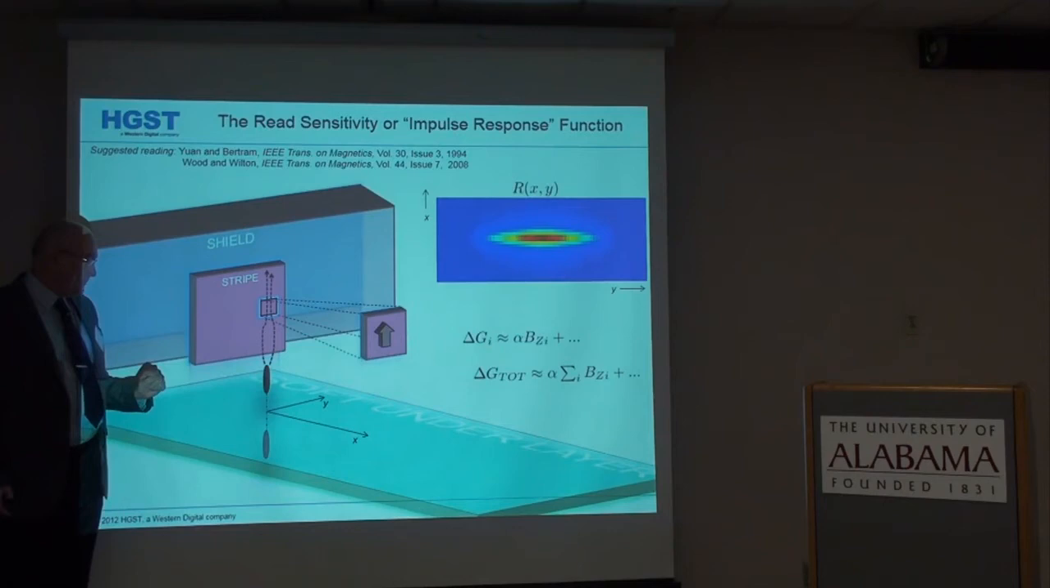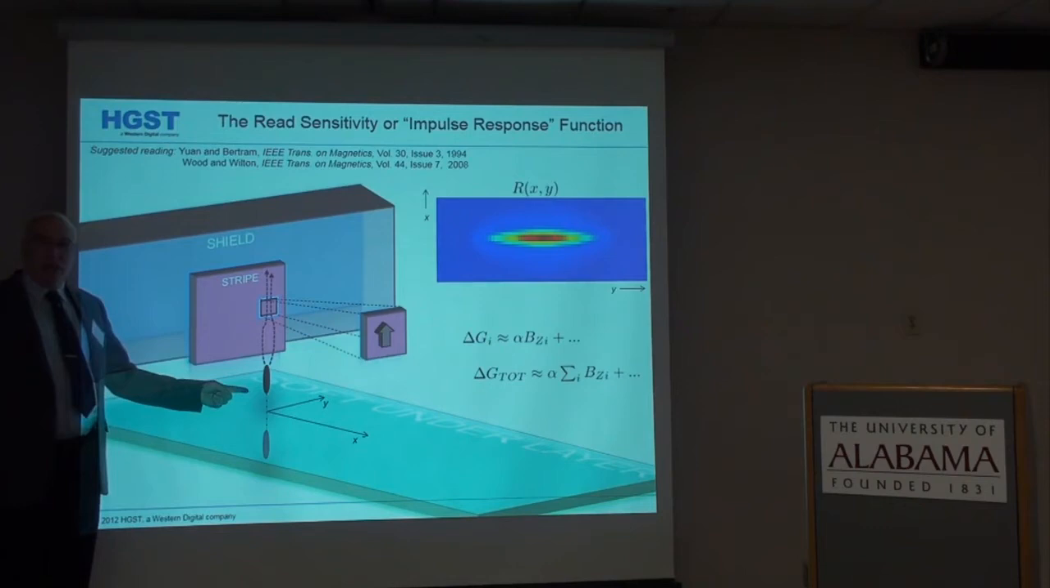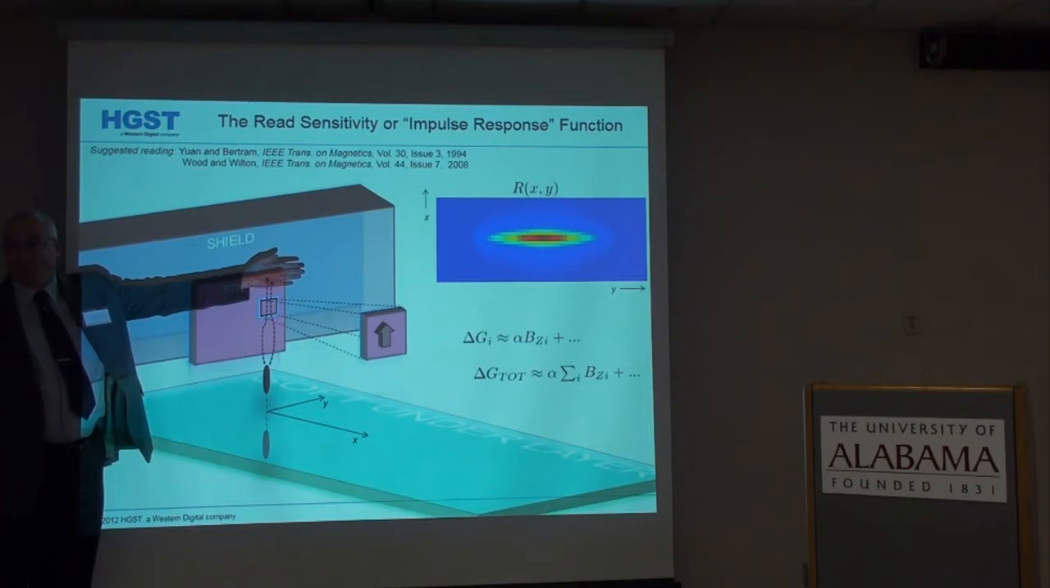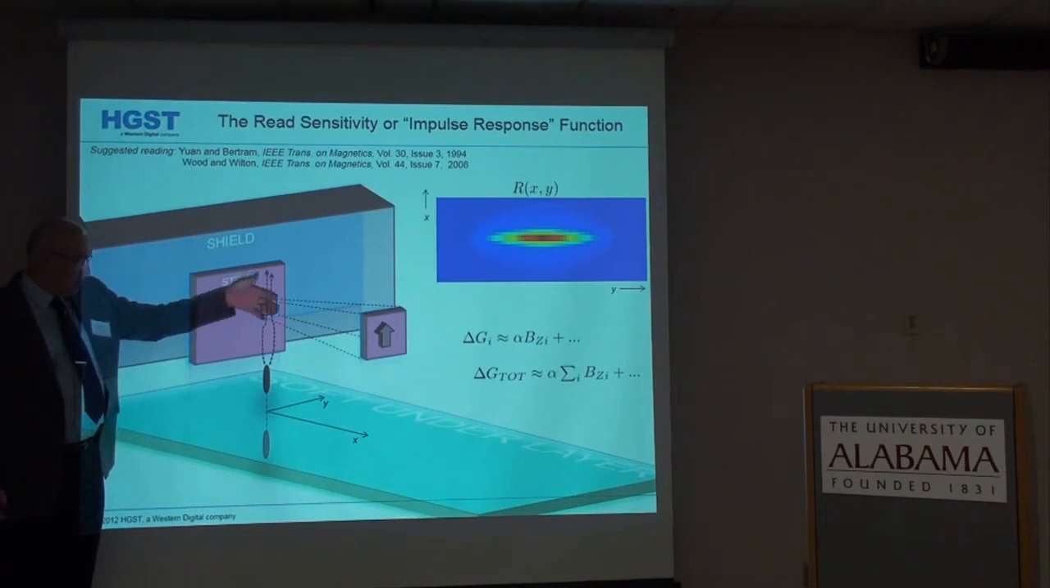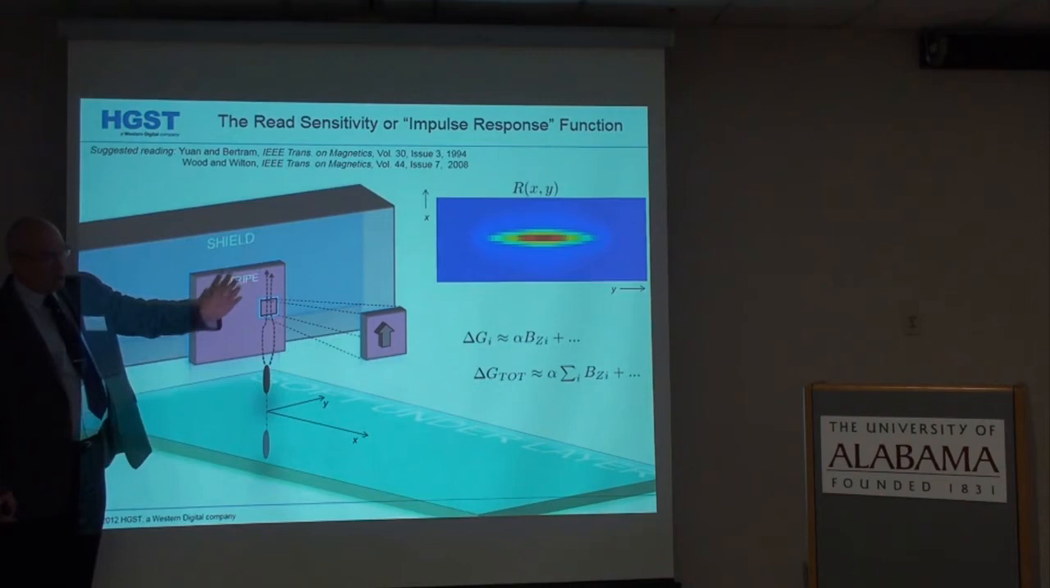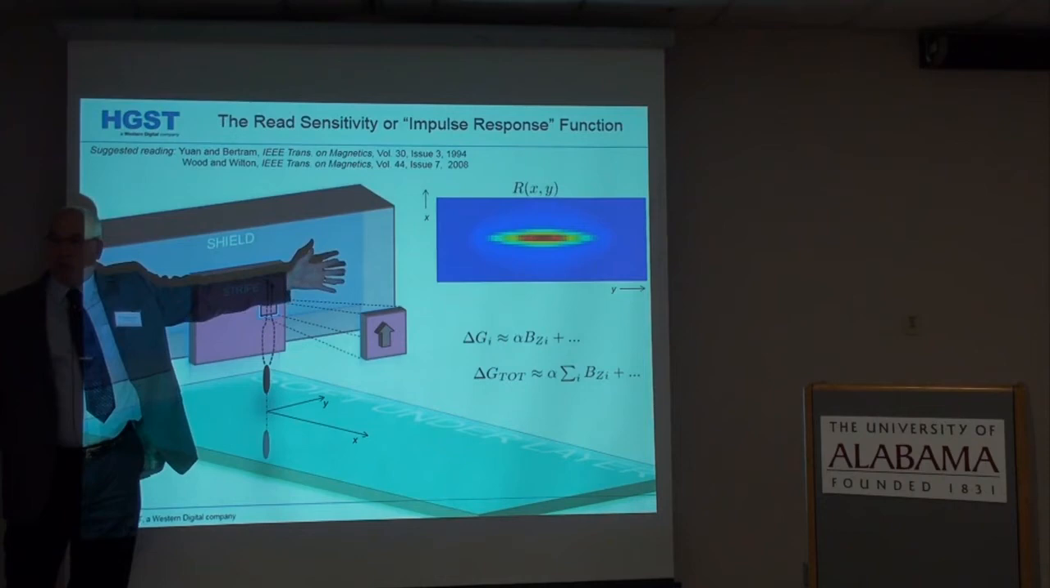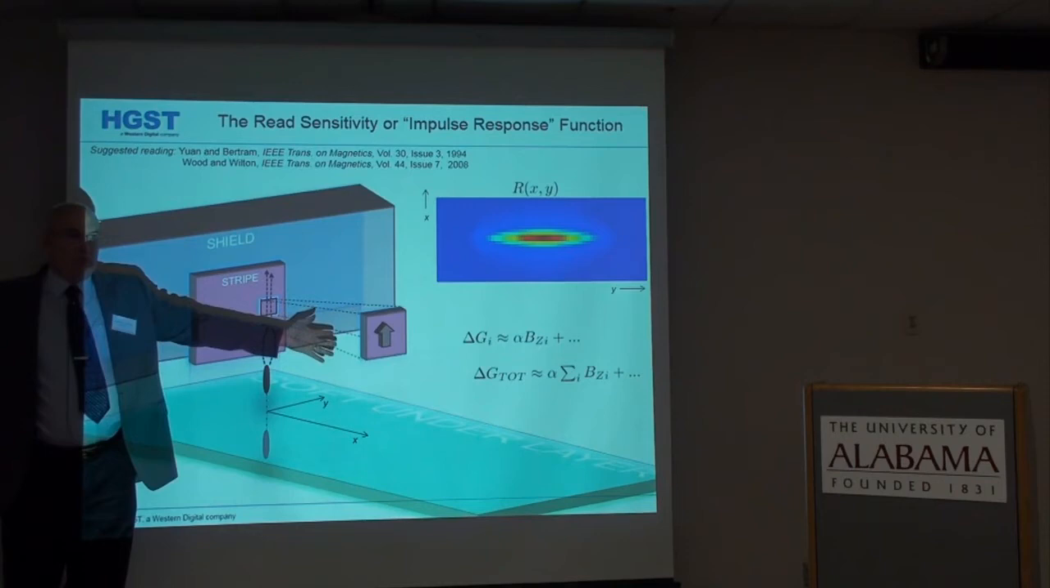You might expect, and it certainly happens, that if your grain is right underneath the head in the middle of it, you'll get some sort of function which is maximum in the middle. But if you move side to side, the function will go off in some prescribed manner. And then if you go in the downtrack direction, it also will go up and down. By the way, you can see the aspect ratio of a recording system is about 4 to 1 from this picture. Tracks are 4, 5, 6 times wider than a bit is, and you can see that in the read sensitivity function.